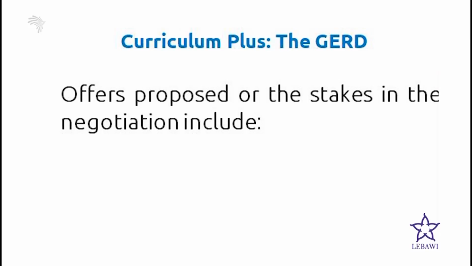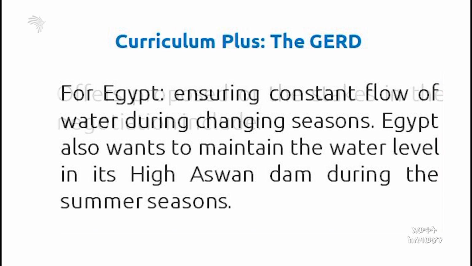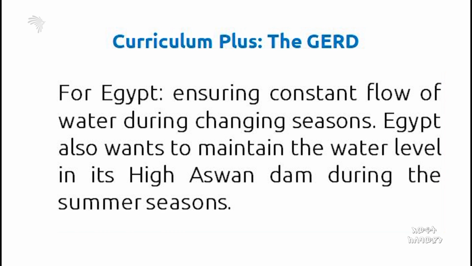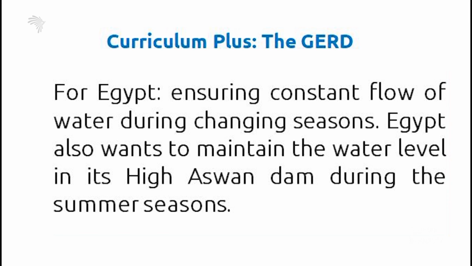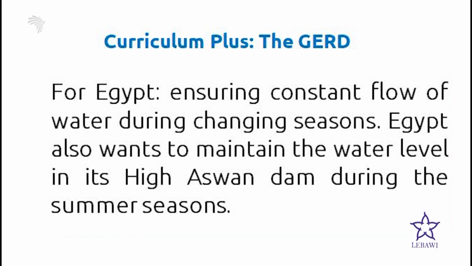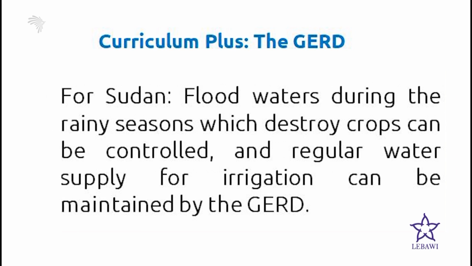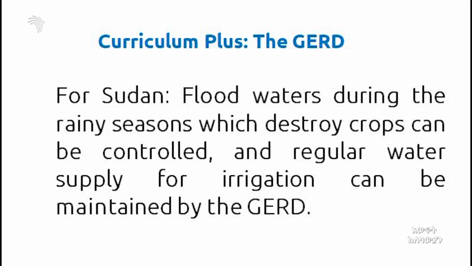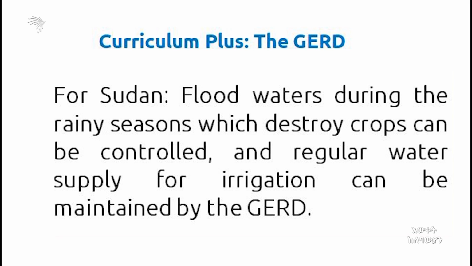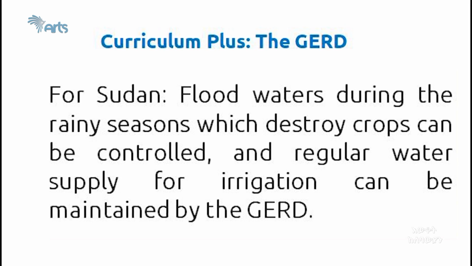Now let's look at the offers proposed, or the stakes for each country in the negotiation. For Egypt, the stake is ensuring constant flow of water during the changing seasons. Egypt wants to maintain the water levels in the High Aswan Dam during the summer seasons. For Sudan, flood waters during the rainy season, which destroy crops, can be controlled, and regular water supply for irrigation can be maintained by the GERD throughout the year.